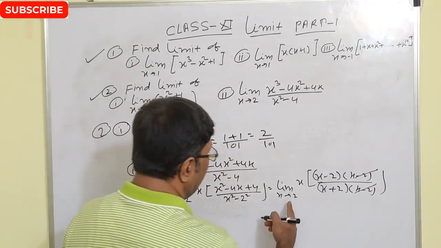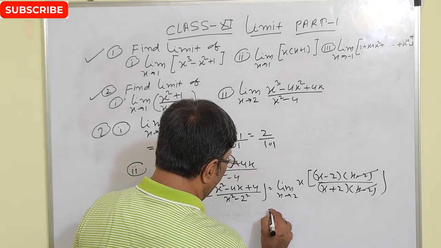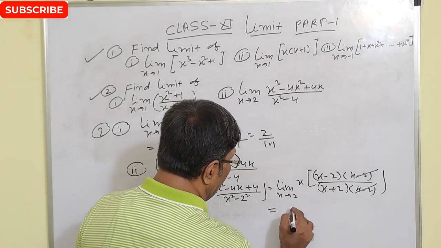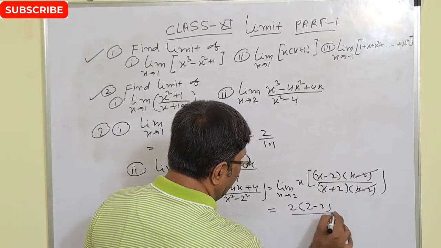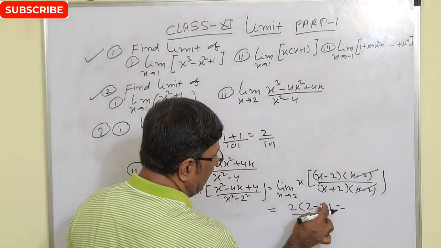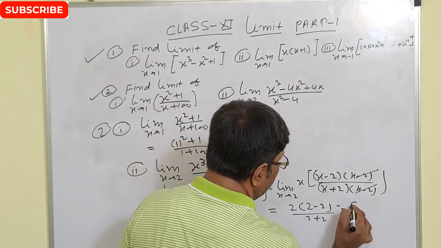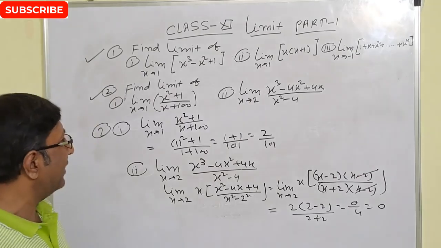So now put the value x equal to 2. When we put x equal to 2, this x is 2, in the bracket 2 minus 2, and the denominator is 2 plus 2. So this is 2 minus 2 is 0, 0 into 2 is 0. So 0 by 4 equals 0. So this is the correct answer.